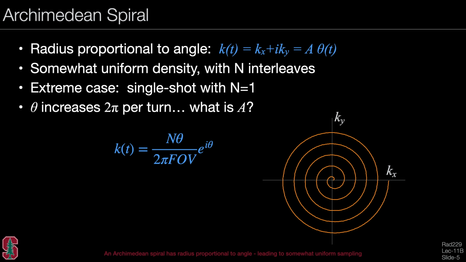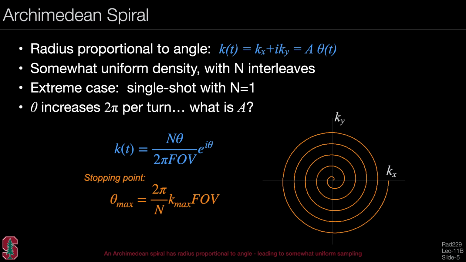In the extreme case, where N equals 1, the k-space radius increases by 1 over the field of view on each turn, which makes sense to support the field of view. As we go to more interleaves, we can space the trajectory further apart because the other interleaves will fill in the missing k-space.